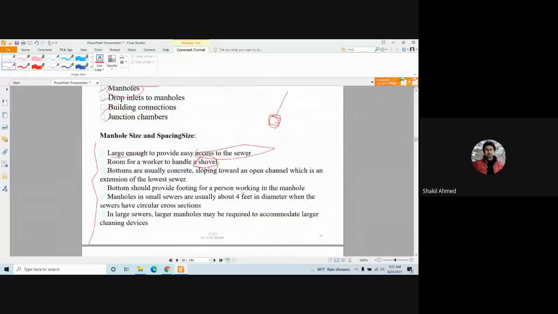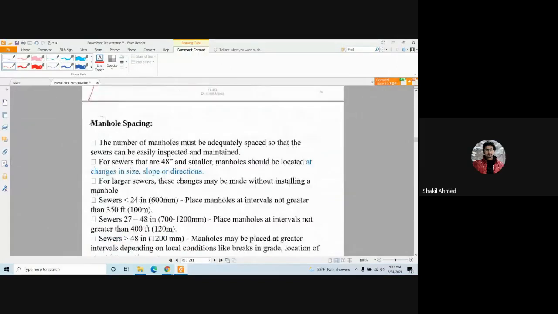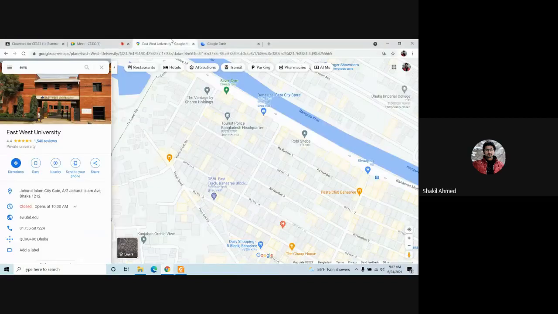Now, manhole spacing is important. How do you determine where you should put manholes? The manholes must be adequately spaced so that the sewers can be easily inspected and maintained. For sewers that are 48 inches and smaller, remember, this is the diameter of the sewer. If this diameter is 48 inches or smaller, then manholes should be located at changes in size, slope, and direction. For example, here.